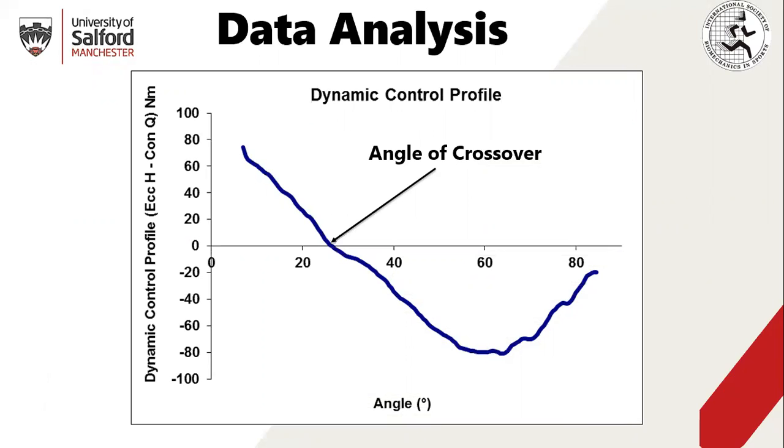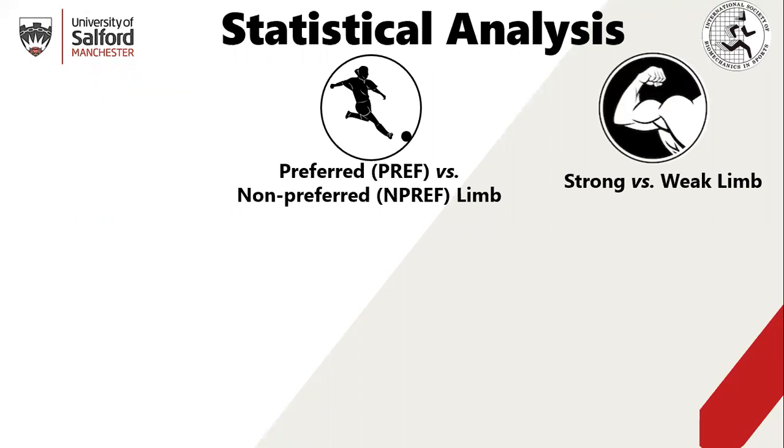The point at which the net joint moment corresponds to 0 is defined as the angle of crossover, which was subsequently determined for each player. The angle of crossover indicates the range for full extension whereby the knee flexors eccentrically are stronger than the knee extensors concentrically. All statistical analysis was conducted in SPSS for Windows or Microsoft Excel.